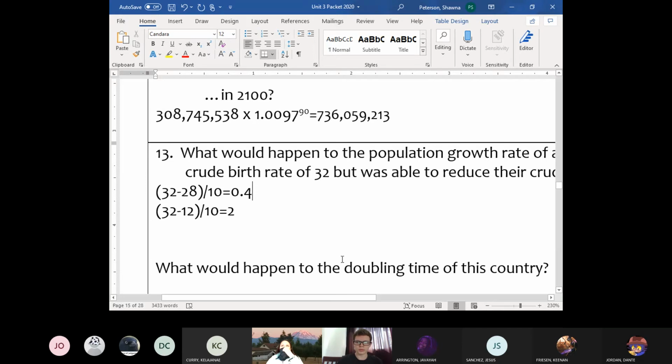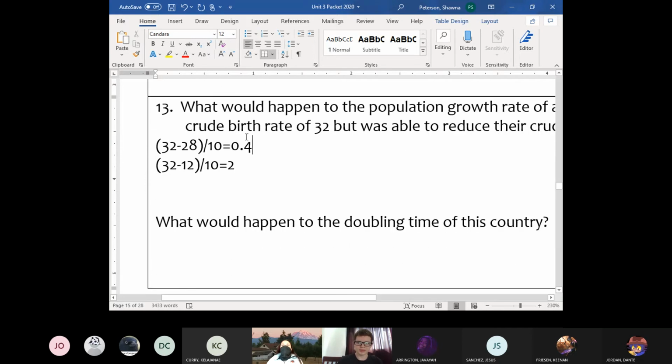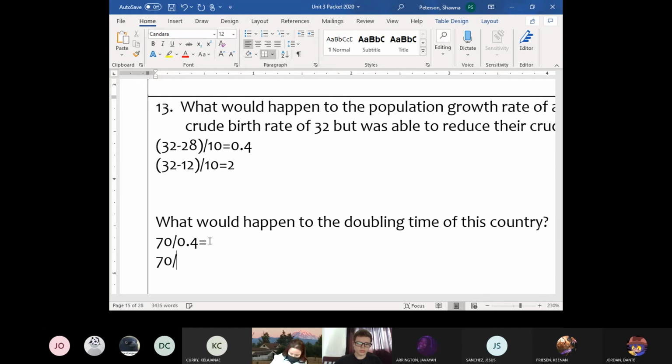All right, so we have our two different rates. What would happen to the doubling time? So it's just 70 divided by 0.4. That number, 70.